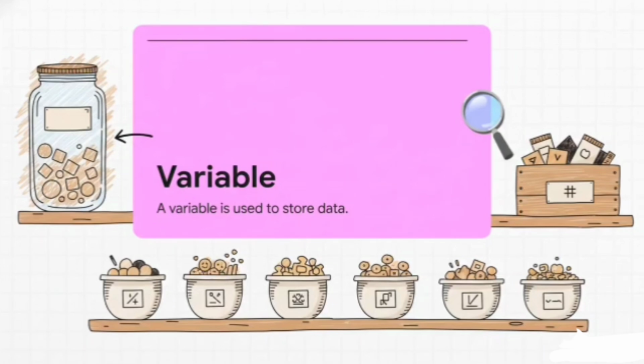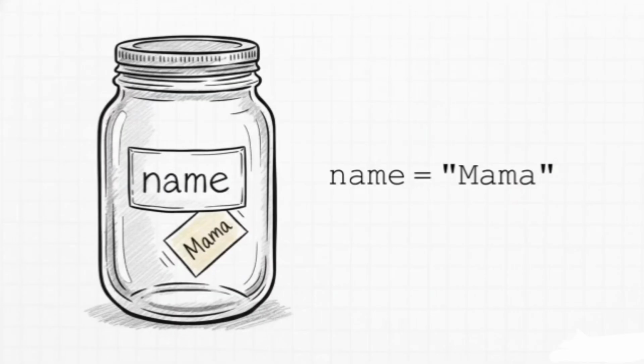The best way to think of it is just like a labeled jar in your pantry. It holds on to some information, and you give it a name so you can find it again later. Simple. And check out how easy this is. We just created a jar, we labeled it name, and we put the word mama inside. That's it. Seriously, you've just officially created your first variable.